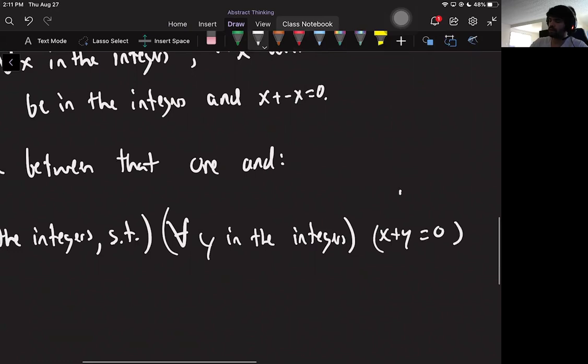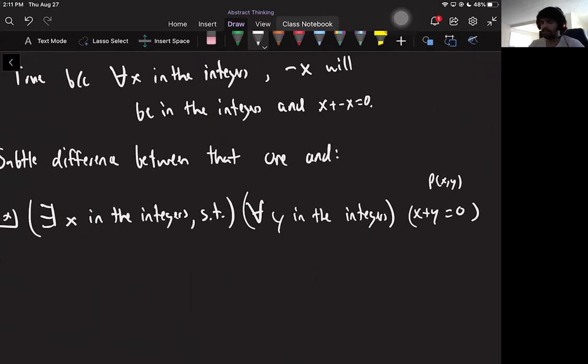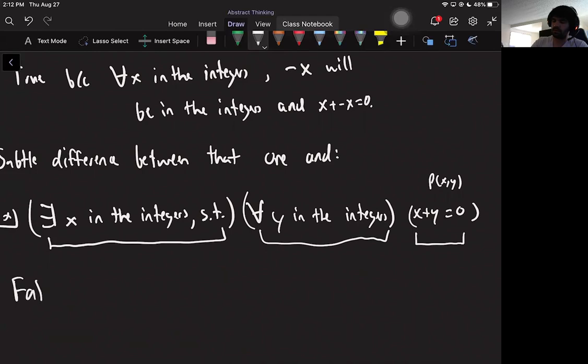So I kept the predicate the same at the end, but I've rearranged my there exists and my for all. So what is this saying? This is now saying that there's some super special integer that exists, and it has this amazing property that no matter what other integer you have, if you add it to this super special one, you'll end up with 0. And this is false. There's no number like that. No integer x has this property.